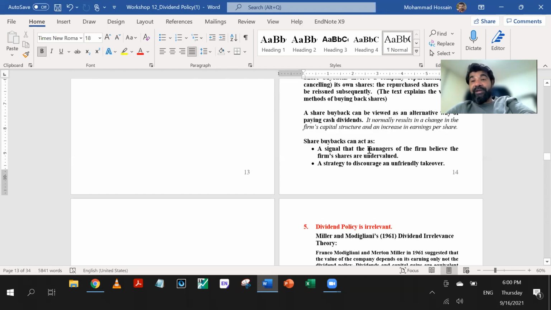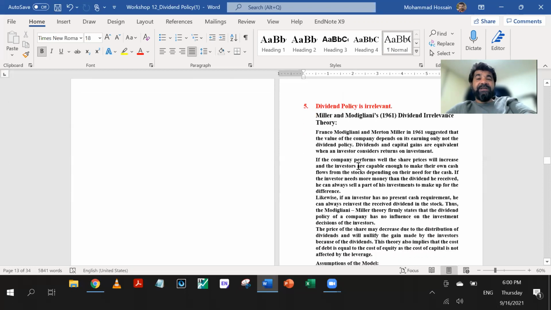And this is a good thing. When it happens, everybody knows the company is doing very well. That's why they have so much money and they don't want other people to have a share in it. It is a signal that the managers of the firm believe the firm's shares are undervalued. It is also a strategy to discourage an unfriendly takeover. So they are giving a message that they are very strong.